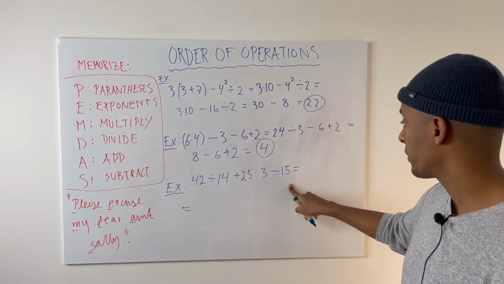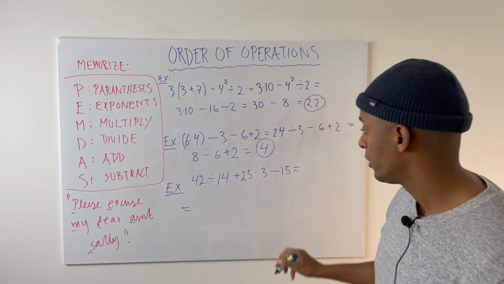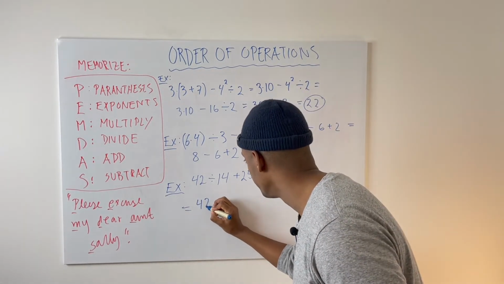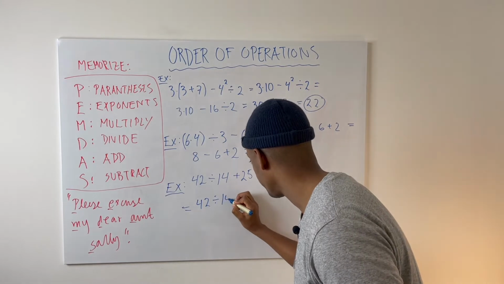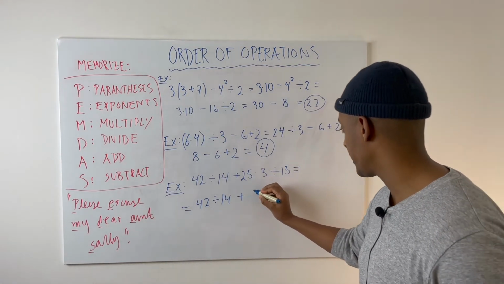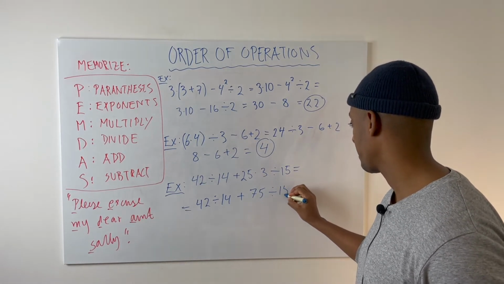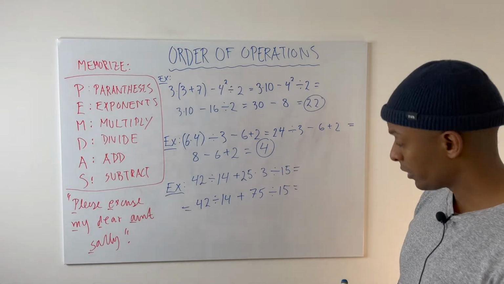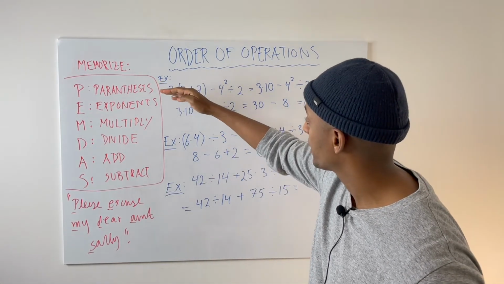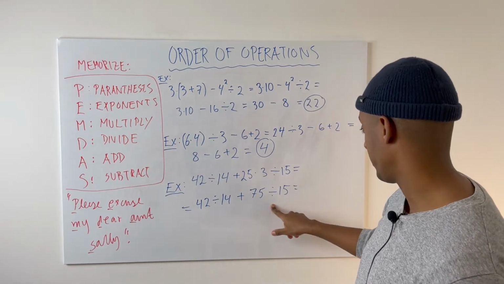Exponents? There are no exponents here. Multiplication? Yes, there's a multiplication here. So we have 42 divided by 14 plus 25 times 3 is 75 divided by 15. Okay. So now we don't have any parentheses, no exponents, no multiplication. Now we have divisions. We have one here and one here.